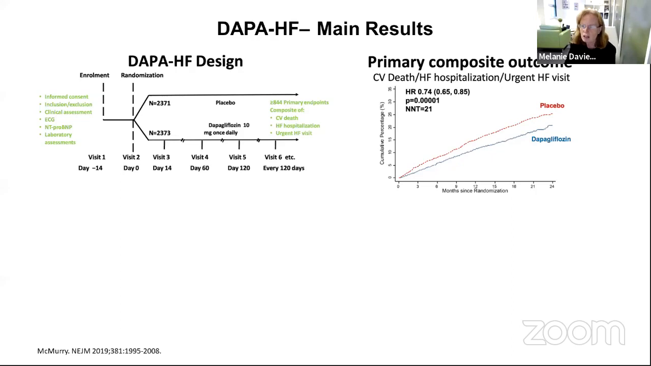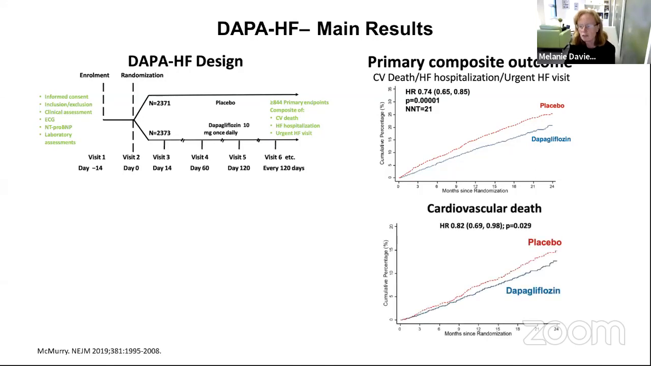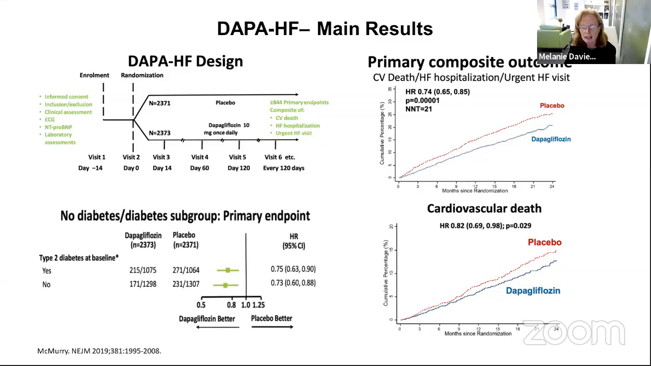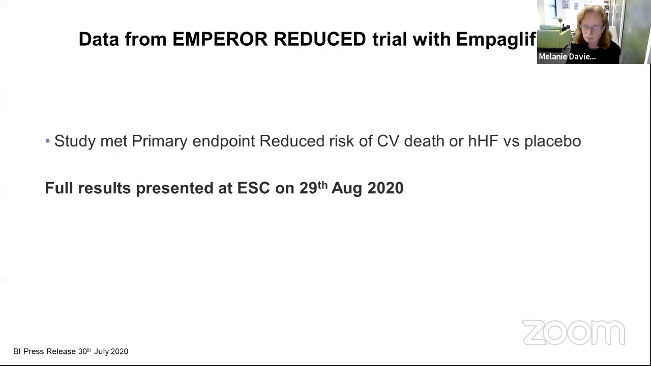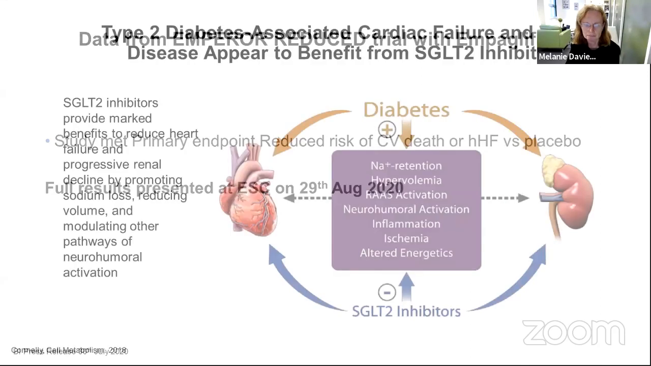And this shows you the primary composite endpoint of cardiovascular death, heart failure hospitalization, or urgent heart failure visit, showing a significant reduction with dapagliflozin, with a number needed to treat of only 21, a reduction in cardiovascular death, and the endpoint being similar in people with or without diabetes. So this will support a licensed indication for dapagliflozin for heart failure, even in people without diabetes. And we're seeing very similar data, which has been presented from the EMPEROR-Reduced study with empagliflozin.